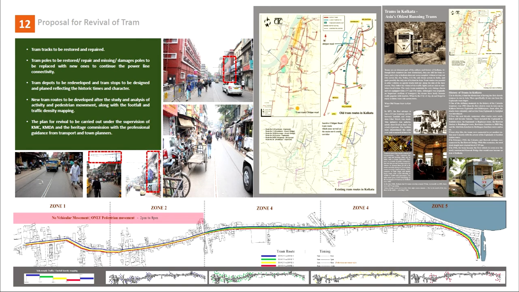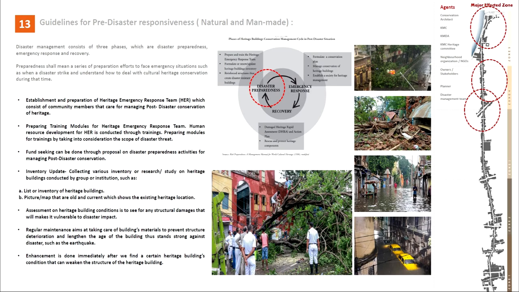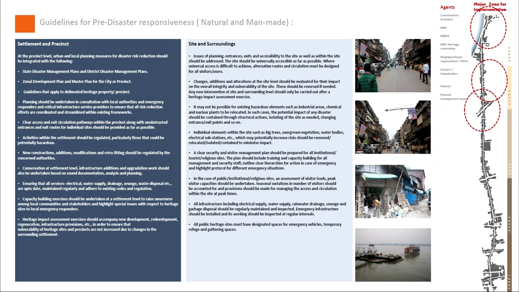The tram routes with new timings are proposed after the study and analysis of activity and pedestrian movement along with the footfall and traffic density mapping. 136-137 Guidelines for pre-disaster responsiveness at a settlement level, precincts, site and surrounding level based on the study and effects of Amphan in recent times to the area of Chitpur.